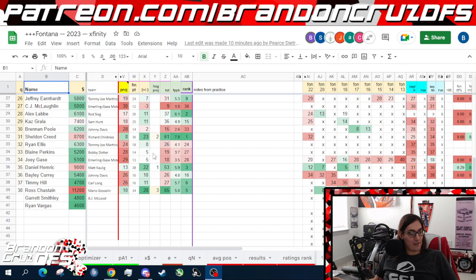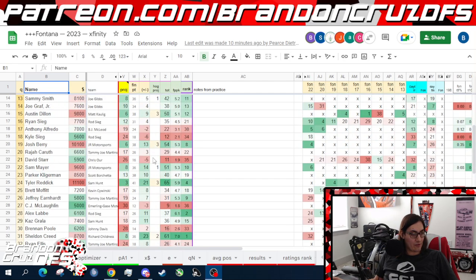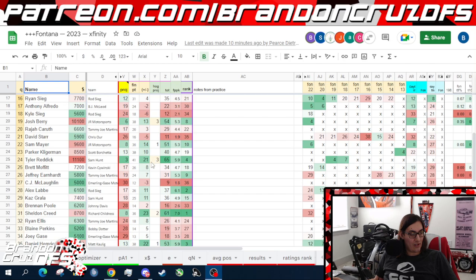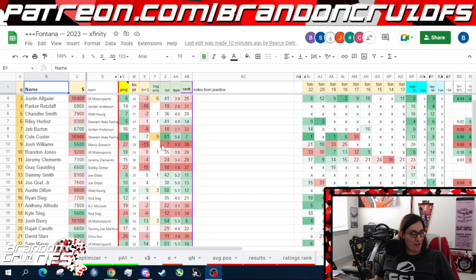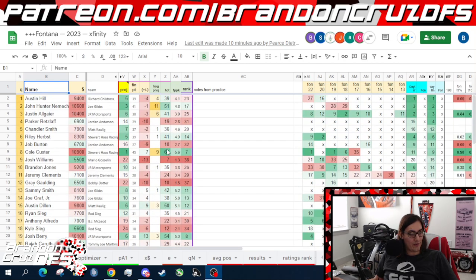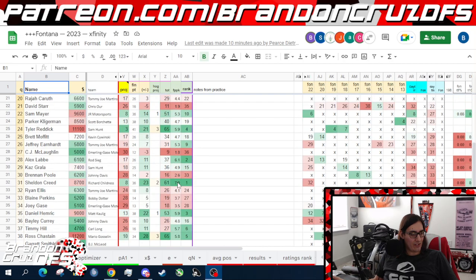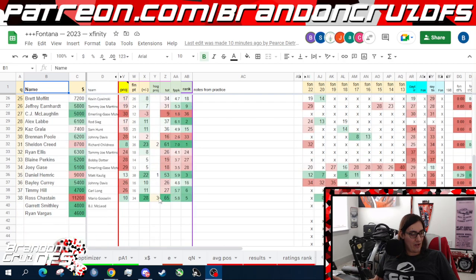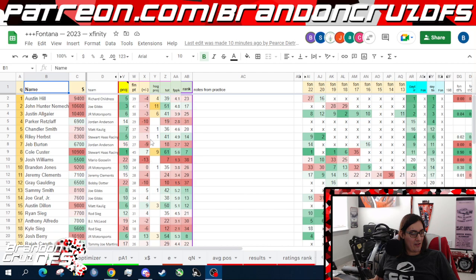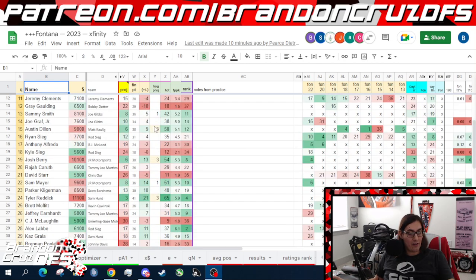Creed can easily score more, but I think these are very much right where we should have the projections at. So I have Cole Custer at 61, Tyler Reddick at 65, Creed at 61, 65 for Ross Chastain. Depending on what Cole does, if he wants to lead, if he wants to win the race, whatever the case may be, that'll either force him in or force him out.